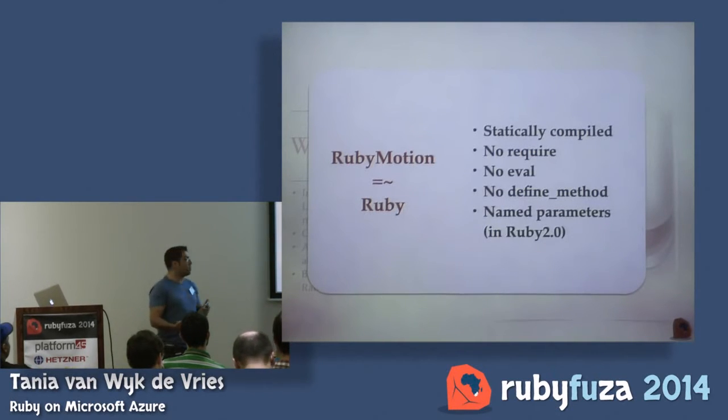They have had named parameters, funnily enough, for a while. That would be a side effect of the Objective-C environment. So we've got them in Ruby 2.0 now upwards, right?